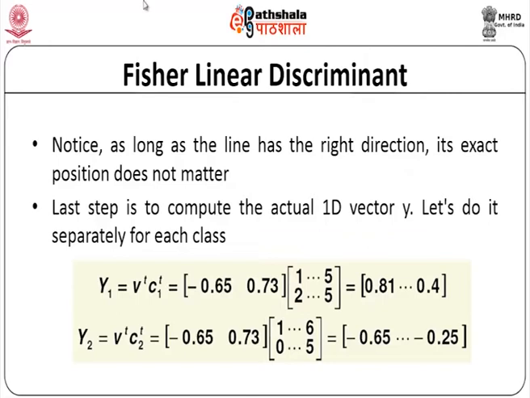The last step is to compute the actual 1D vector Y. Let us do it separately for each class. Y1 is calculated based on the actual values in the matrix we originally had as C1, using the transpose of C1, and similarly the transpose of C2 gives you Y2. Please note you have values that you have to project onto the vector. When you project these new values, the Y1 and Y2 samples, on the vector, you get the class-separated data points on the projection.